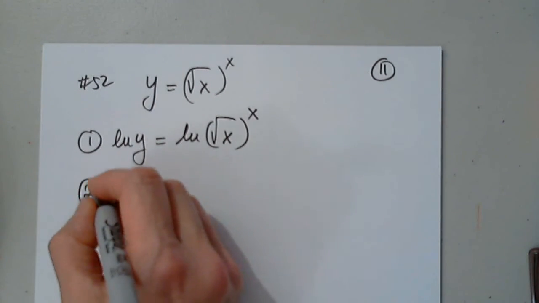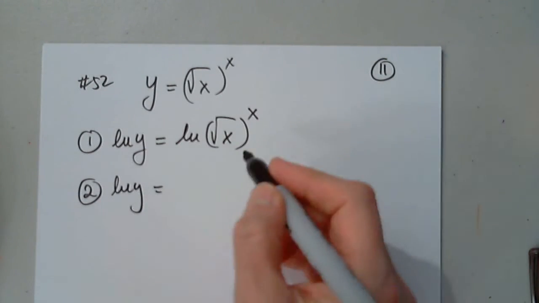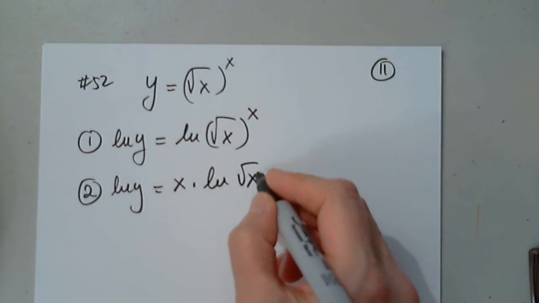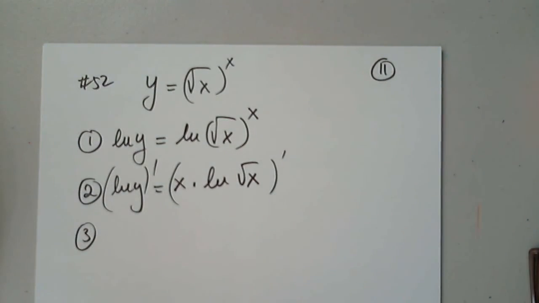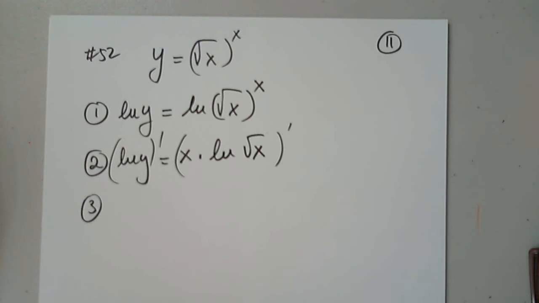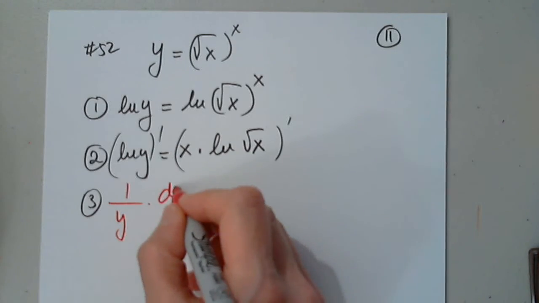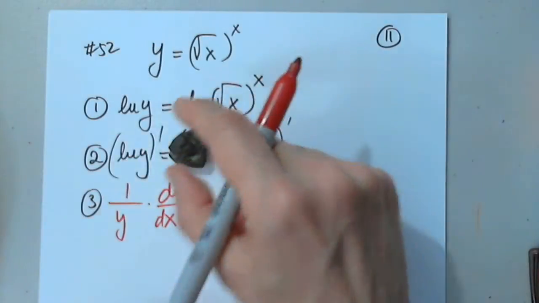Okay, in step number 2, how will you simplify this a little bit? Because we can't differentiate in this stage. Bring the exponent to the front. Yes, as the power, as a factor, natural log of the square root of x. It's all done. In step number 3, I'm ready to differentiate. Well, what do we write on the left-hand side? One over y, dy over dx.